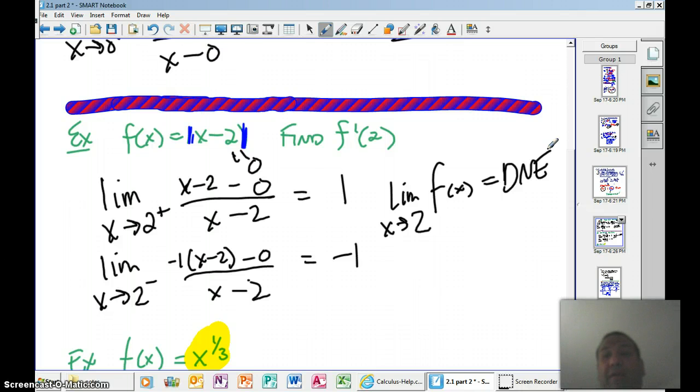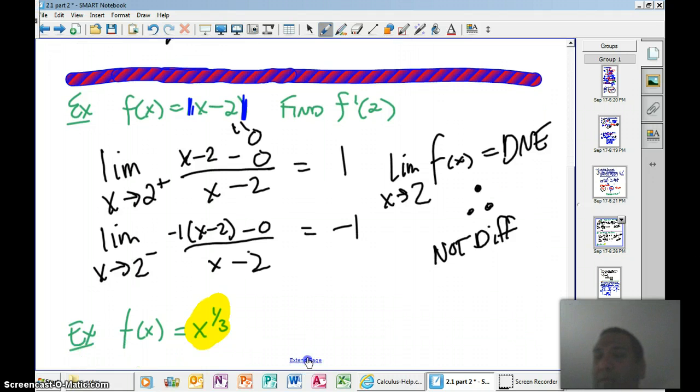Because from the right, it's 1. From the left, it's negative 1. So therefore, not differentiable. I swear to you, I don't make these symbols up. These symbols are in every area. All right?